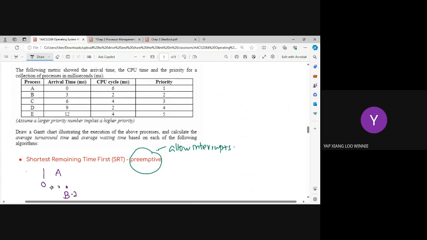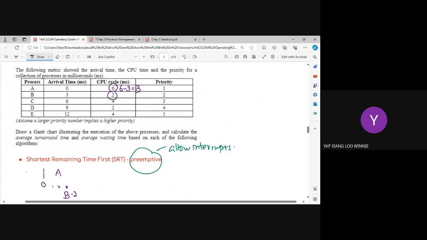Okay. Now imagine at 3 milliseconds, you already executed process A for 3 milliseconds. Initially, it has a 6 millisecond CPU cycle, right? So if I already executed for 3, I have to subtract 3, which means at the point of 3 milliseconds, your process A has 3 milliseconds left to be processed. Meanwhile, the new process coming in, which is B, only has a CPU cycle of 2 milliseconds.